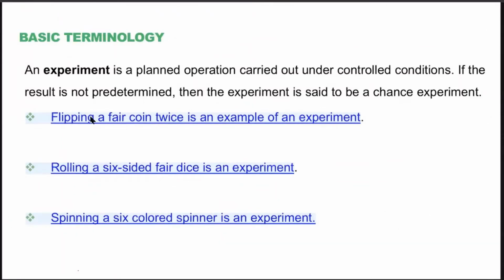The first one is flipping a fair coin twice. You have a coin and you're tossing the coin. You don't know the outcome, whether you will get head or tail. That is an experiment. Or rolling a six-sided dice is an experiment. When you roll a dice, you may get 1 or 2 or 3 or 4 or 5 or 6. Or you are spinning a six-colored spinner, we don't know where it will land. That is also an experiment.